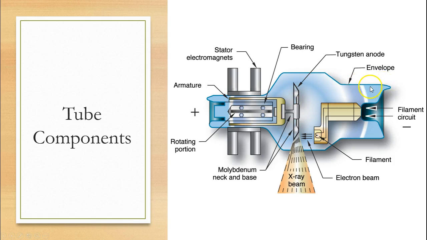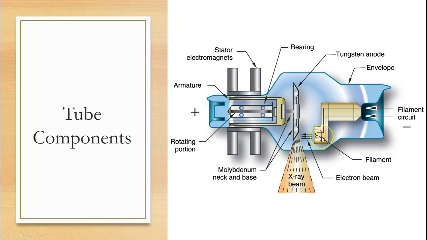We have our envelope. They are typically metal envelopes now because we can ground them, which helps keep the gases from sticking to the envelope. If not, it's Pyrex, so it's a glass envelope, unless it's a modern day X-ray tube, which will be metal. Here is your filament circuit coming in. As you can see, this is the negative side. This is the positive side of the tube.